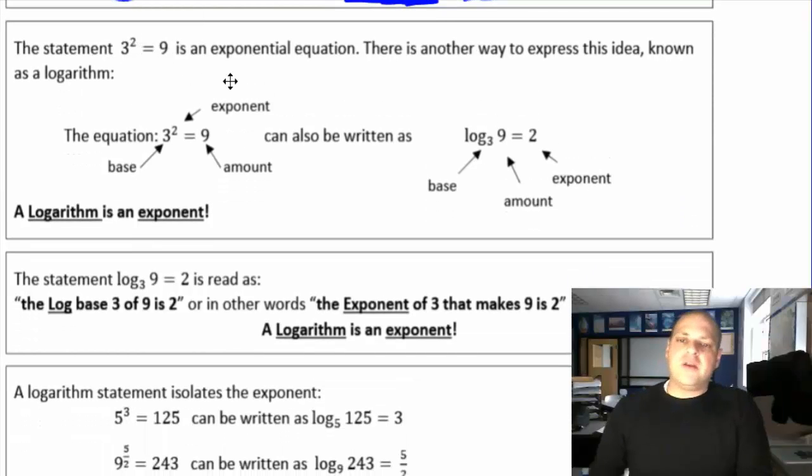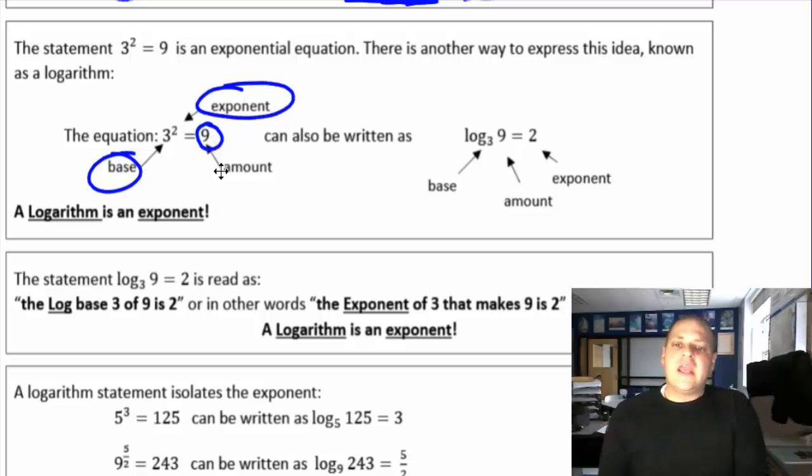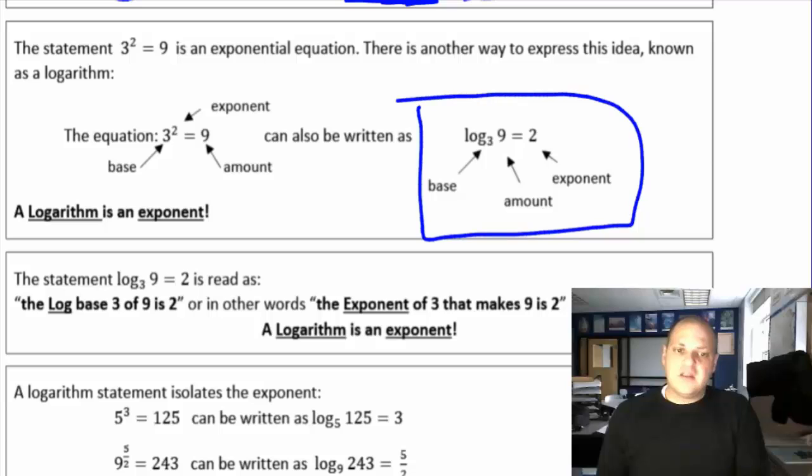The statement 3 squared equals 9 is an exponential equation. There is another way to express this kind of idea. We've kind of been doing that. If I write 3 squared equals 9, it has three parts. 3 is the base, 2 is the exponent, and 9 is like the amount you get. So 3 squared is 9. Does that kind of make sense? We all know that 3 squared is 9. 3 is considered the base, 2 is the exponent, I think you know that, and 9 is the amount you get. This expression can also be written like this. This is called logarithmic form, log form.